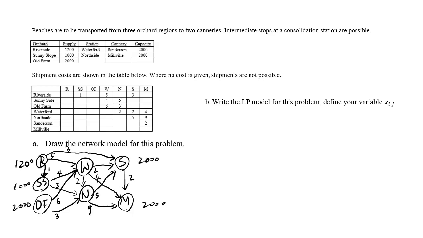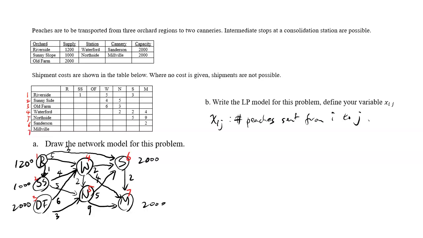Define your variables xi,j. And once again, before writing the LP model, it's easier if we number them. So I'm going to number it 1, 2, 3, 4, 5, 6, 7. Here it's 1, 2, 3, 4, 5, 6, 7. And we name xij as number of peaches sent from i to j.